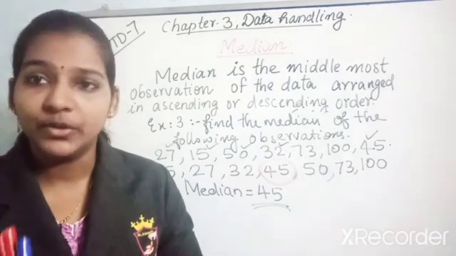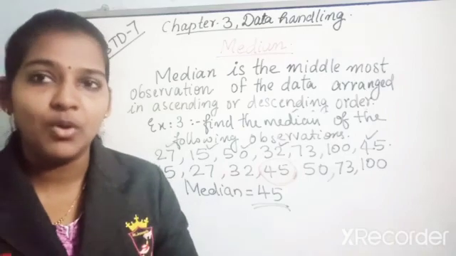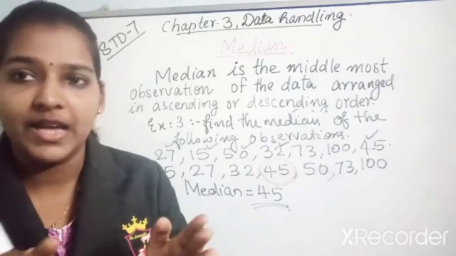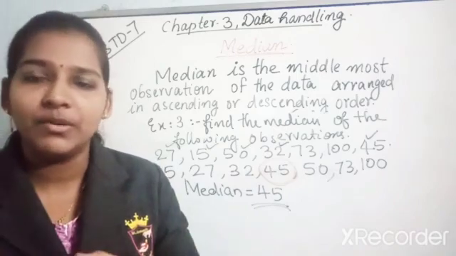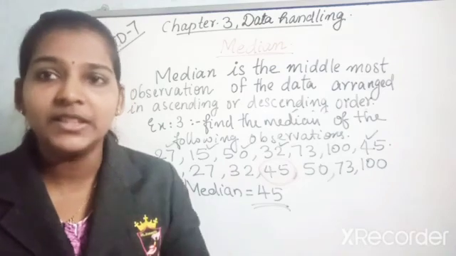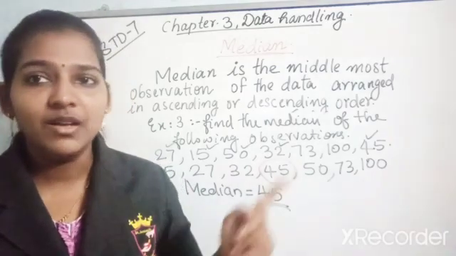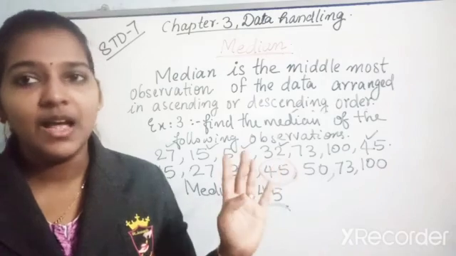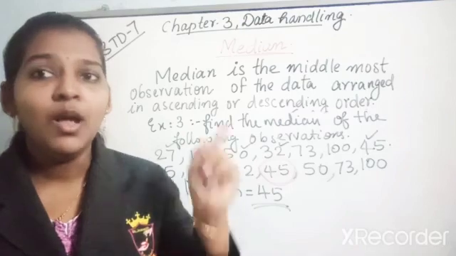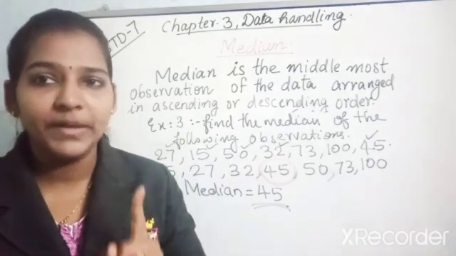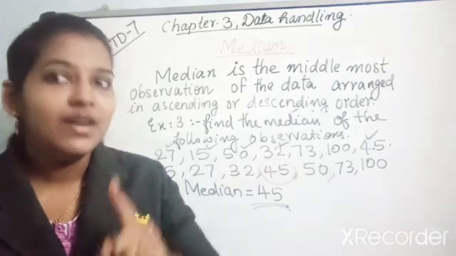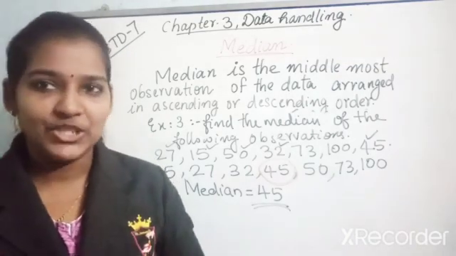Okay, and to find out the mode and median, you should arrange the given numbers in any order, ascending order or descending order. Any one order you arrange the given observations, and after that you check the median and mode. Is it clear? Remember, mode is the most repeating observation. Median is the what? Middle observation.